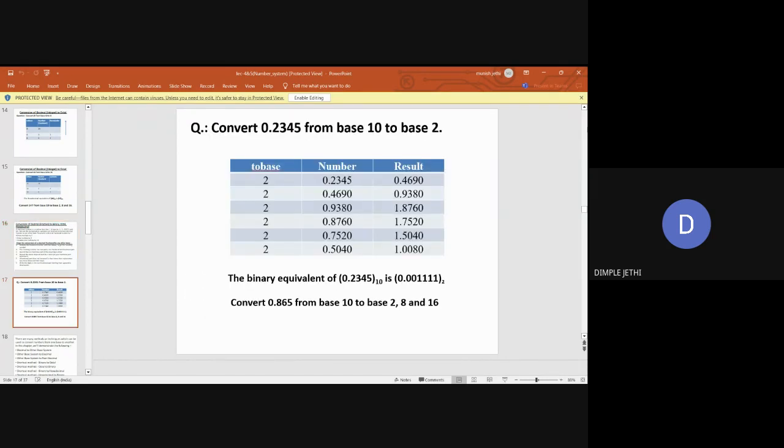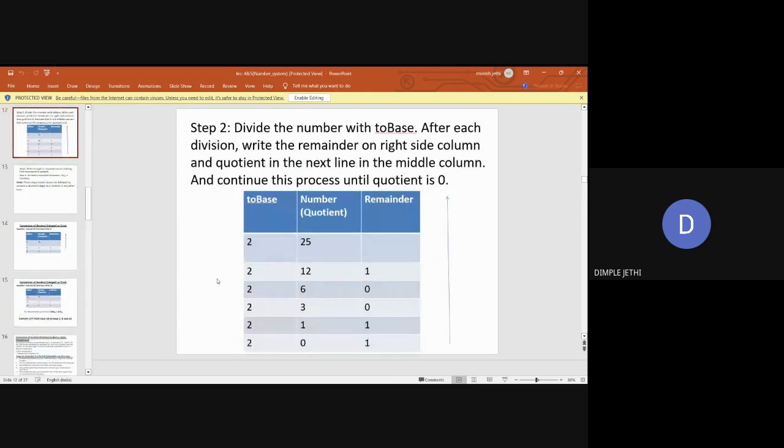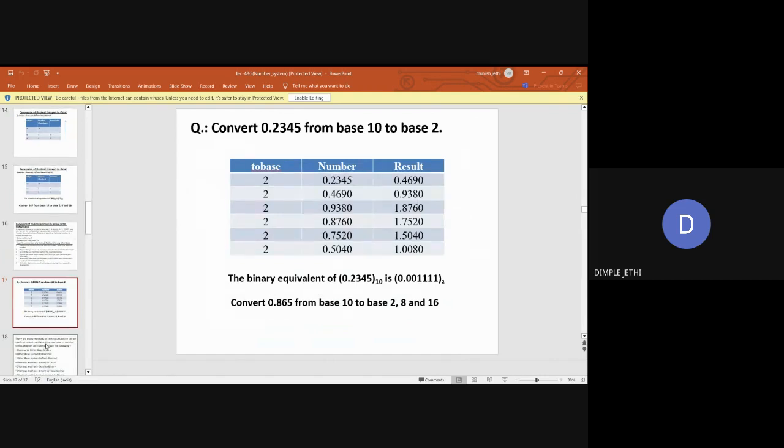Suppose this number is given: 0.2345. If I have to convert from decimal to binary for an integer, I keep dividing it by 2 and write down the remainders. But if my decimal number is fractional, I will not divide, I will multiply it by 2, because I have to convert it into binary. Then again multiply by 2, and write it down. Whatever answer you get, keep multiplying it by 2 until you get 1.0, until you get 0 after the decimal point.